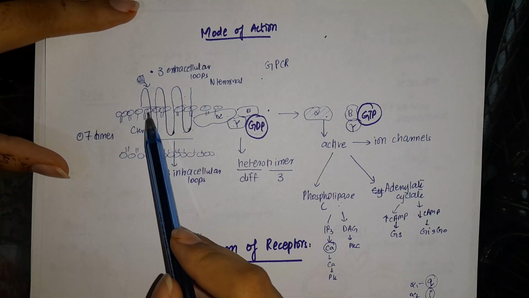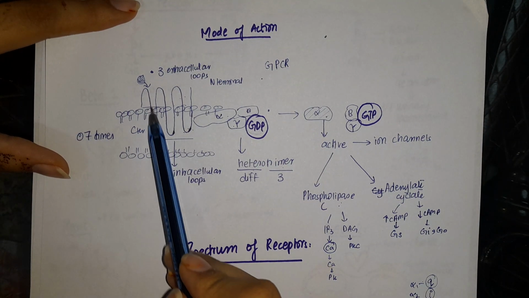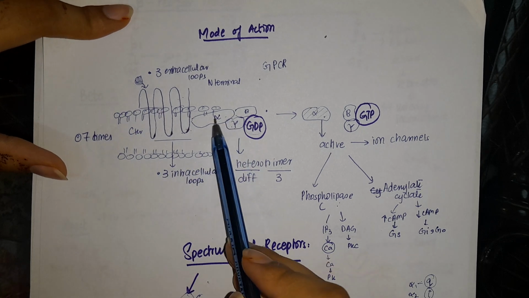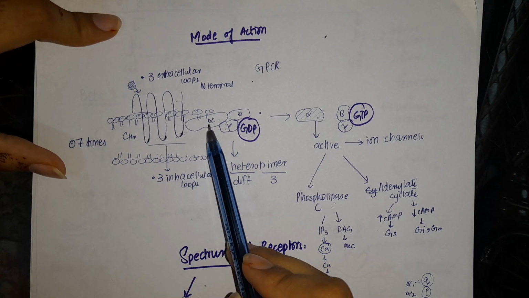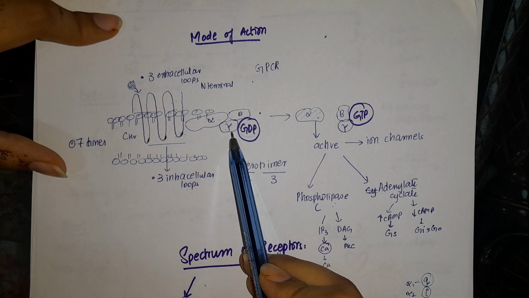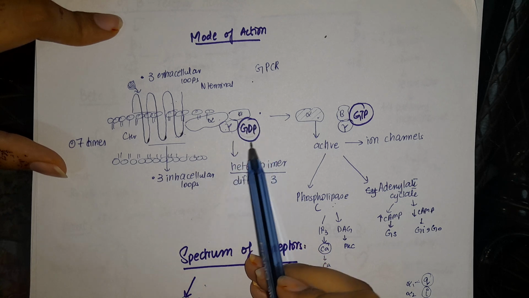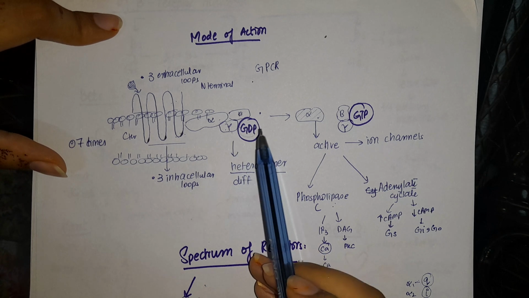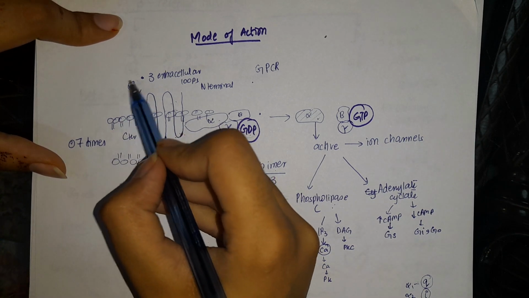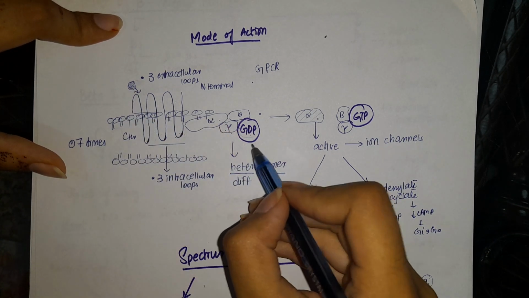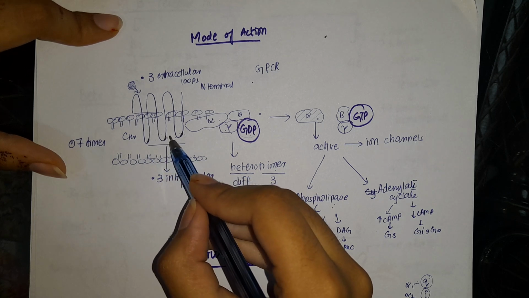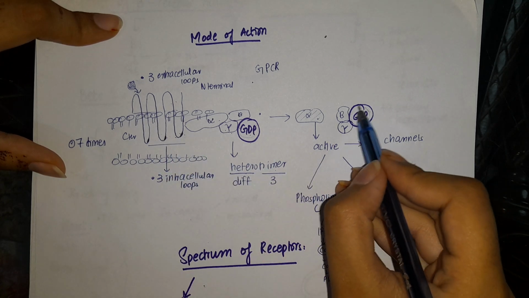So this is a G protein coupled receptor, having 3 intracellular and 3 extracellular loops. On the G protein coupled receptor you have this G protein. This is alpha, beta, and gamma groups. They are attached to each other whenever GDP is attached to them. But whenever the agonist comes, it is going to cause a structural modification in this group. This structural modification will cause GTP to be attached.